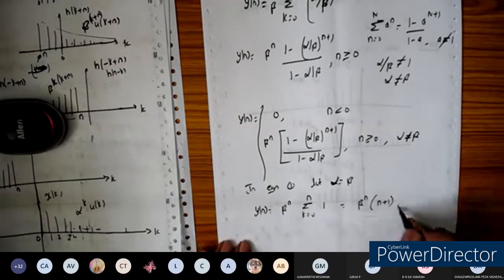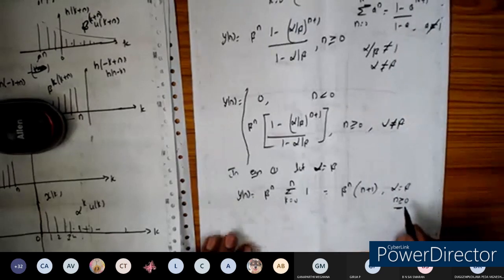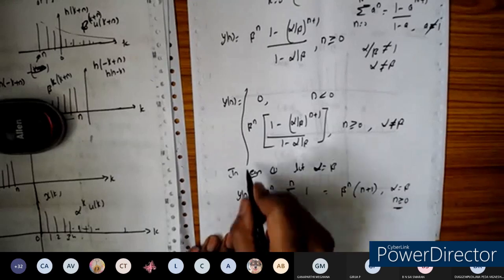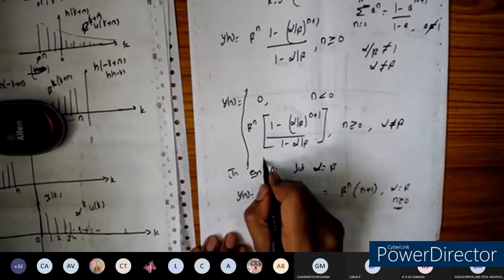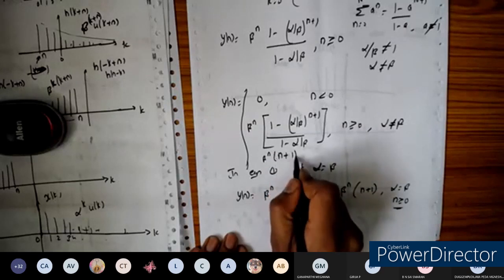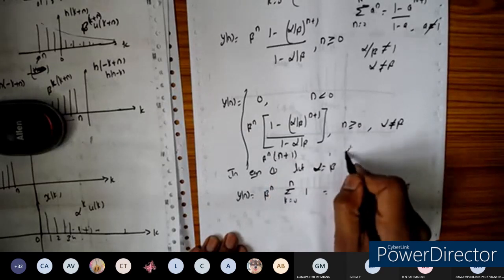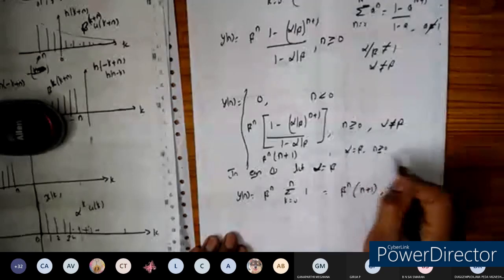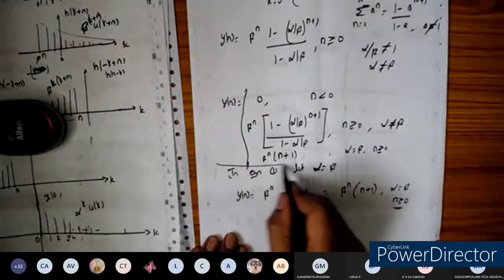So we can say this is for alpha is equal to beta, and also for the case n is greater than or equal to 0. This is the value you're going to get. So it is beta to the power of n into n plus 1 for alpha is equal to beta, and also n is greater than or equal to 0.